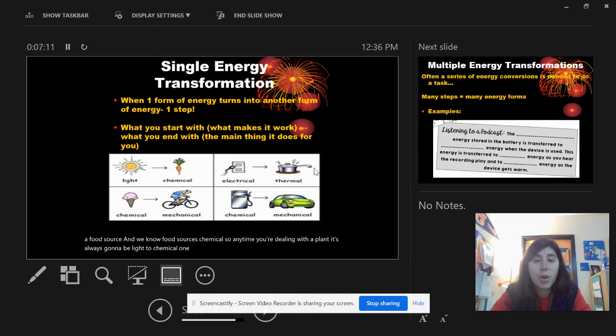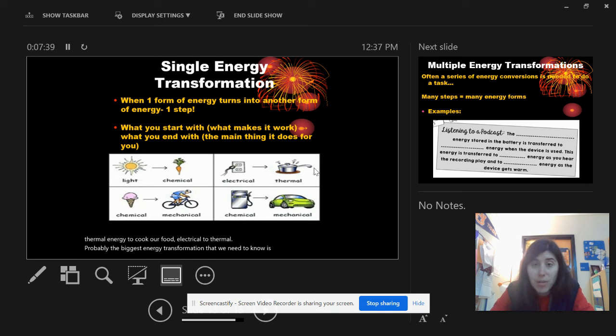Think about a stove or a microwave. They actually get plugged in, so they use electricity. When your power goes out, you can't use them. So you plug it in, and it starts with electrical energy. The main thing that these things do for us is heat up our food. So it takes electrical energy from the outlet, and it turns it into thermal energy to cook our food. Electrical to thermal.